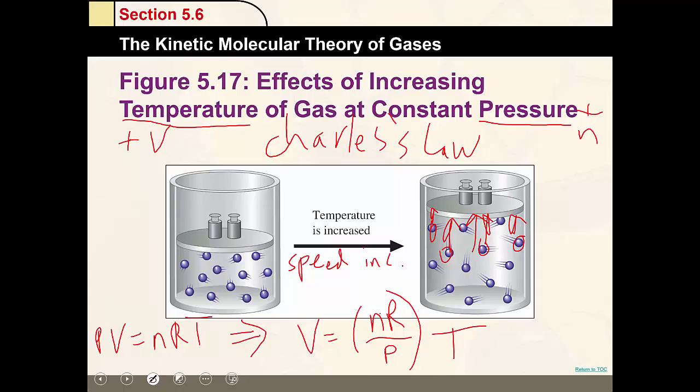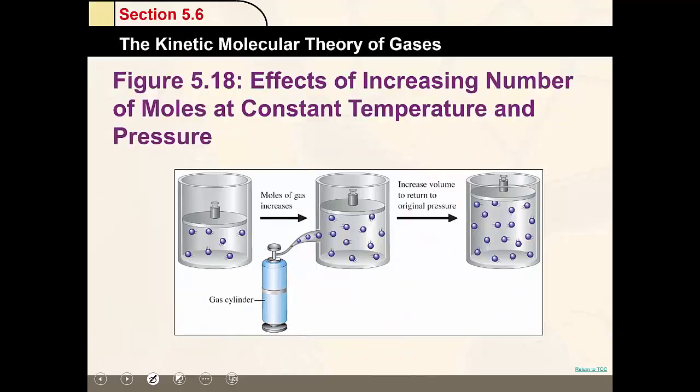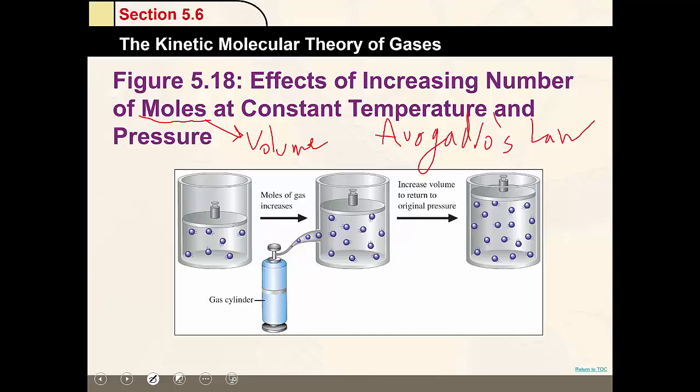And now the last one, we've talked about how volume is related to temperature, volume is related to pressure, and now how volume is related to number of moles. So if we increase the number of moles at constant temperature and pressure, how does that affect volume? Okay, so we are explaining here, providing the evidence for Avogadro's law.